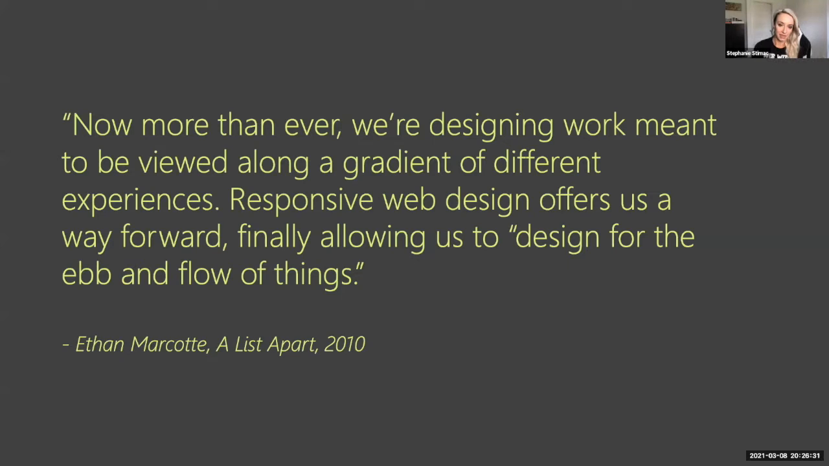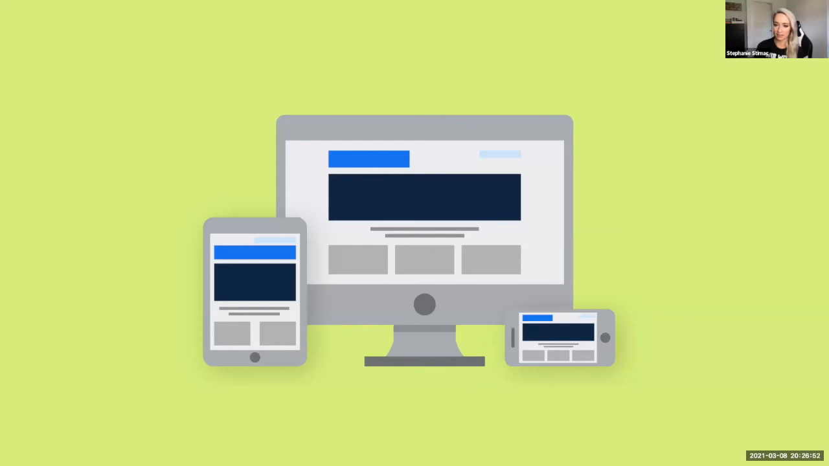Now, more than ever, we're designing work meant to be viewed along a gradient of different experiences. Responsive web design offers us a way forward, finally allowing us to design for the ebb and flow of things. In rereading his article, I found so much of it still applicable to building and designing for the web today. Ethan formalized this concept of design being fluid, not designing for specific devices. And the dual screen primitives that I'm going to talk about today really embrace that spirit of not designing for a specific device, even though this is an entirely new device class.